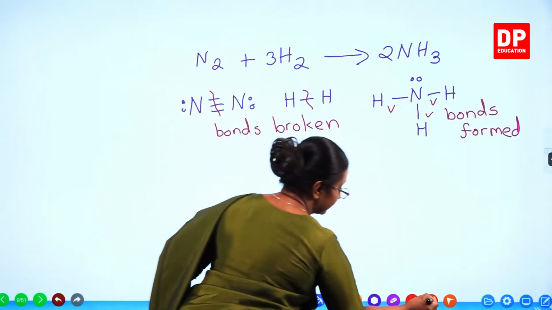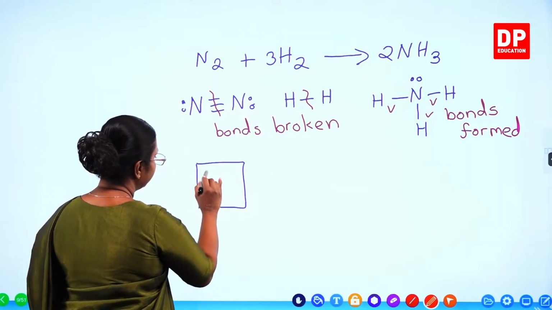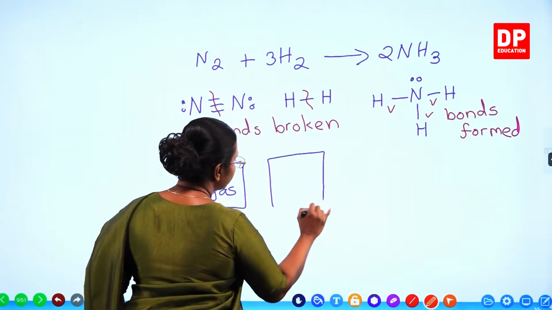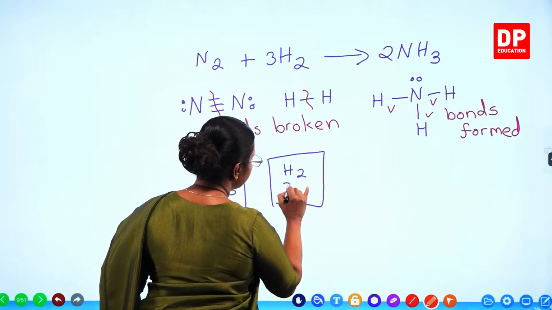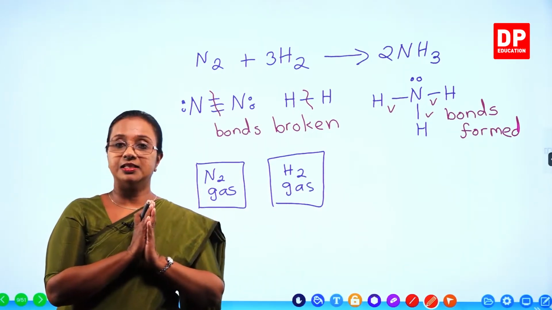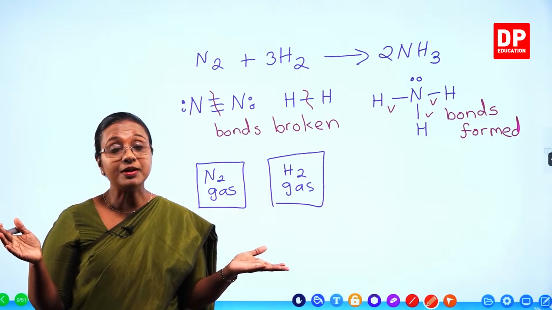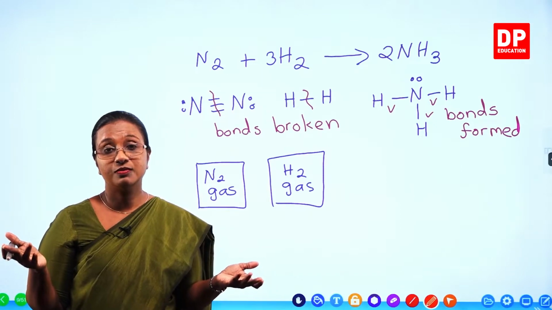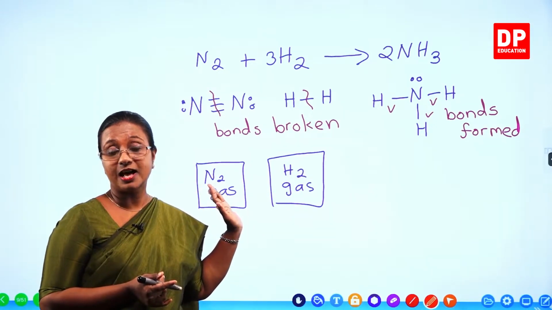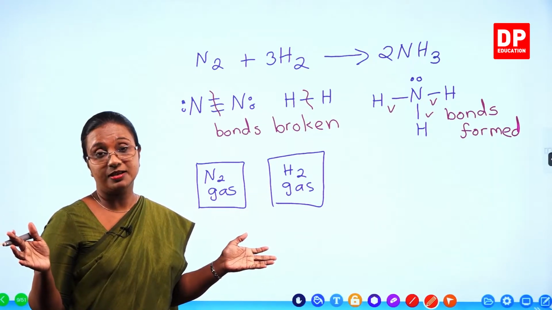Now if you take 2 containers. Now if you have a container with N2 gas. We have another closed container with H2 gas. If you have them close to each other, will there be a reaction? Will anything happen? No. Why? Nitrogen is in one container, hydrogen is in another container. There is no contact between the gas particles.